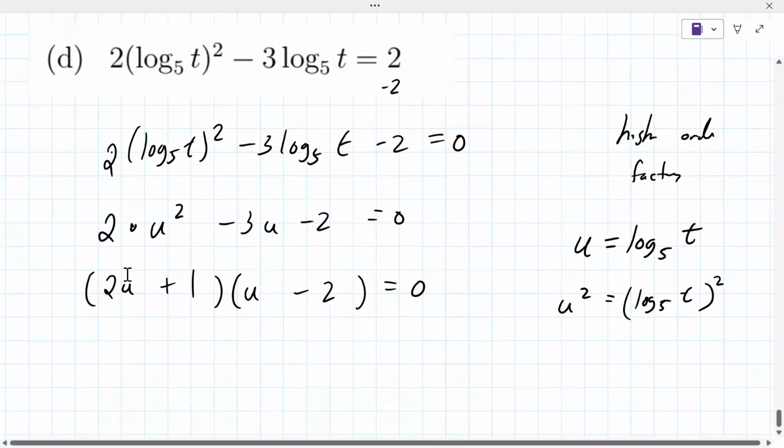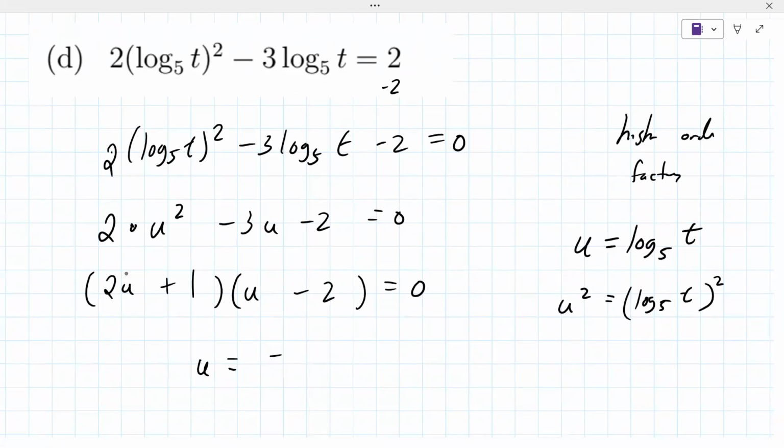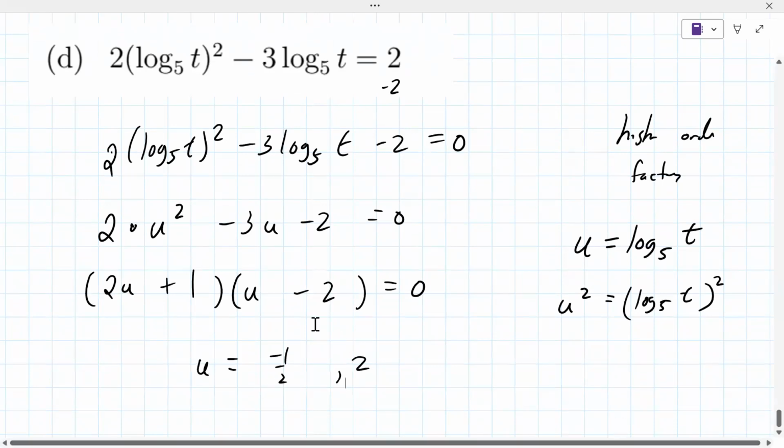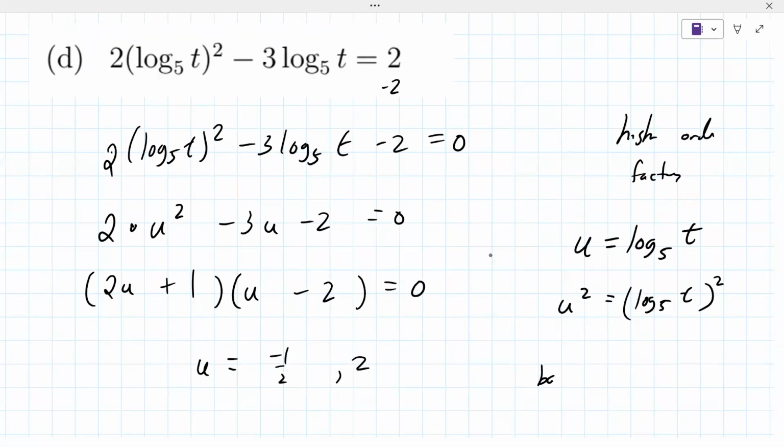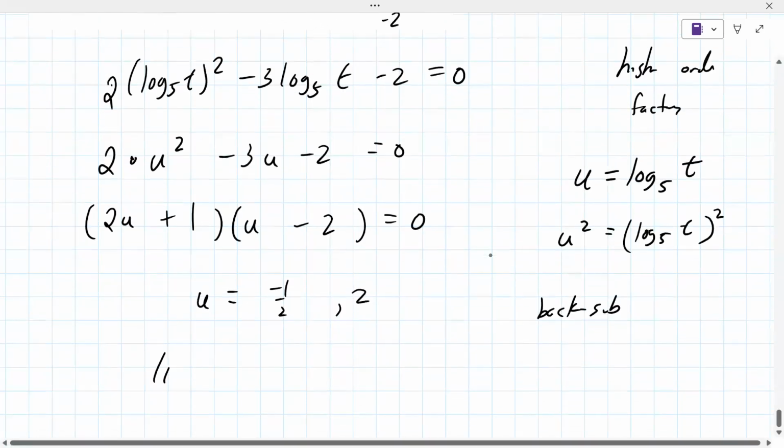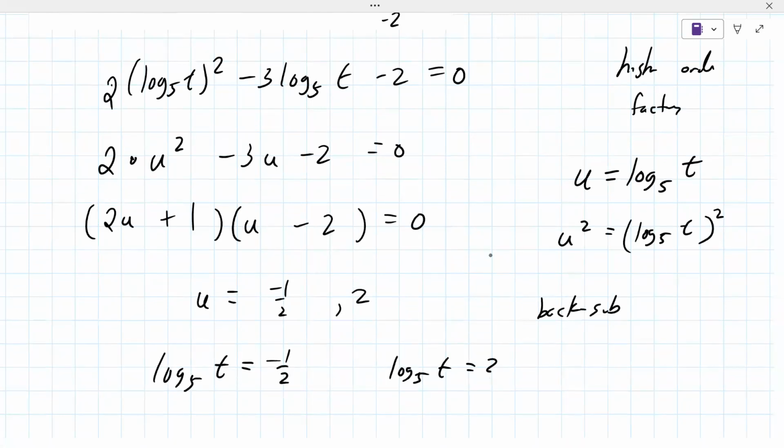So the mistake here is you solve for u, and guess what? In multiple choice, these answers will be there. Seriously, they'll put those two answers there, and you think you got it, and you'll walk out and ask, why did I get a C on my test? So you have to remember to back substitute. You'll do that in other courses. So log base 5 of t equals -1/2, and log base 5 of t equals 2.